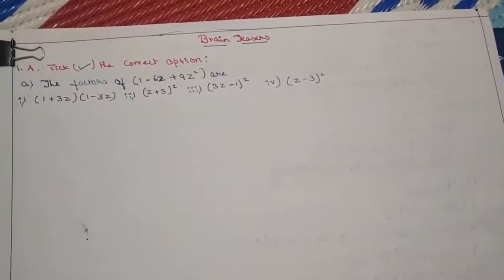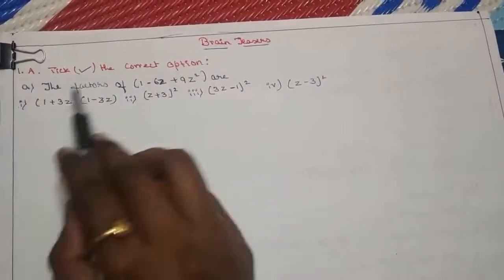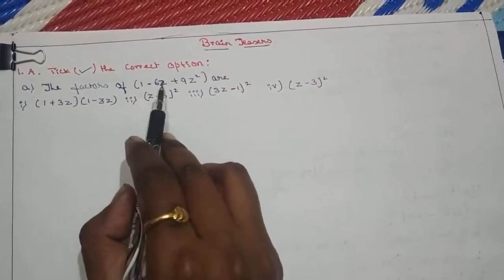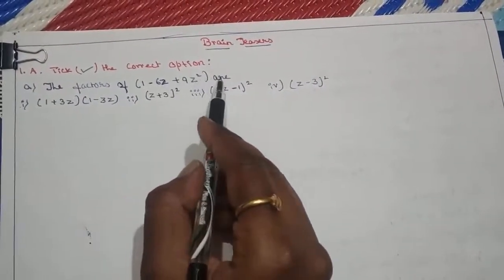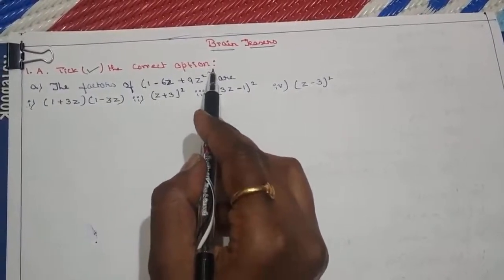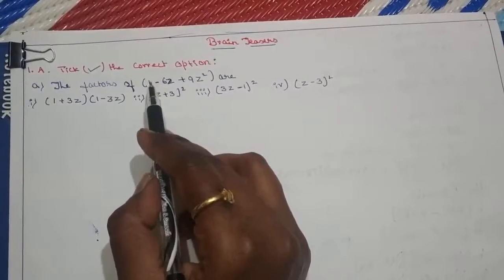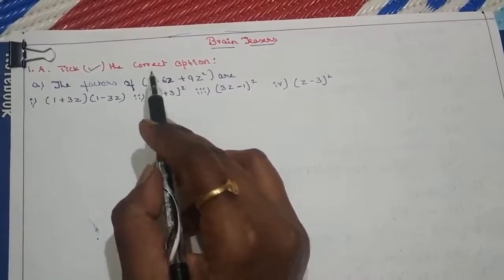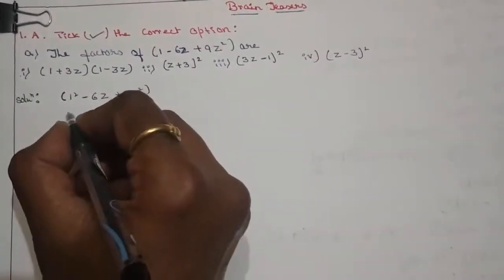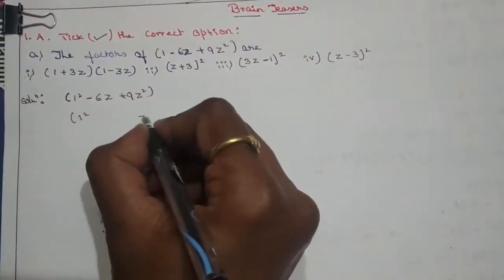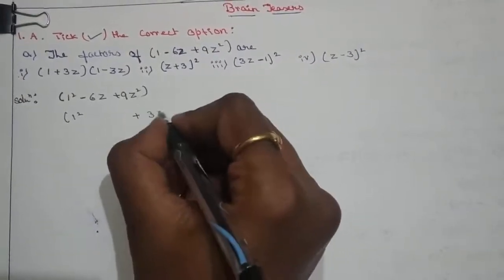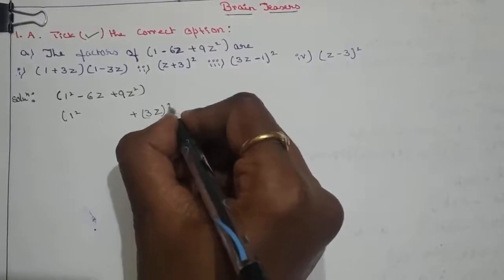So the first question, tick the correct option. In that first question, the factors of 1 minus 6z plus 9z square are. So we need to bring out the factors of this expression. We know that 1 square is 1, or 1 can be written as 1 square. So here 1 square, keep it as it is, and 9 can be written as 3 square. So 9z square can be written as 3z whole square.